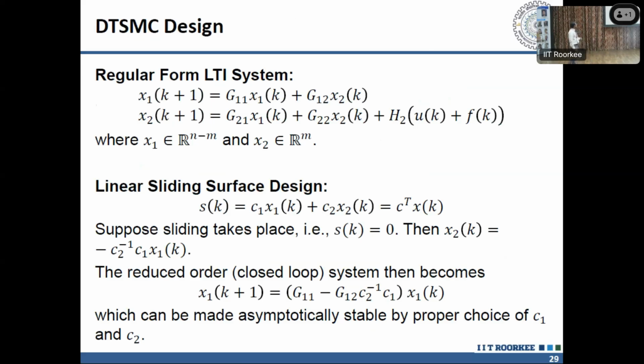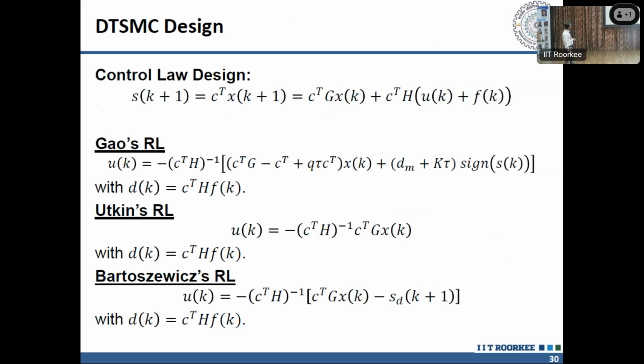Control law designs that can happen. So how do we go about the control law? We have defined s_k as C transpose x_k. So we can write s_{k+1}, and from the system dynamics it looks like this, and this has to be equated with the reaching laws that were proposed.